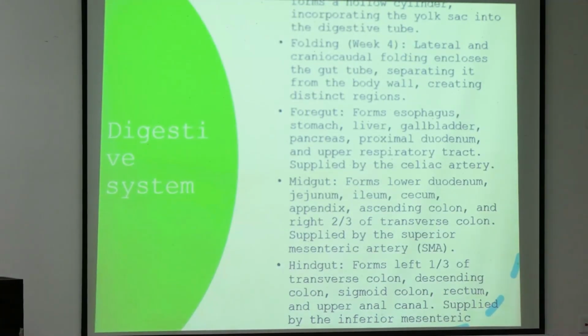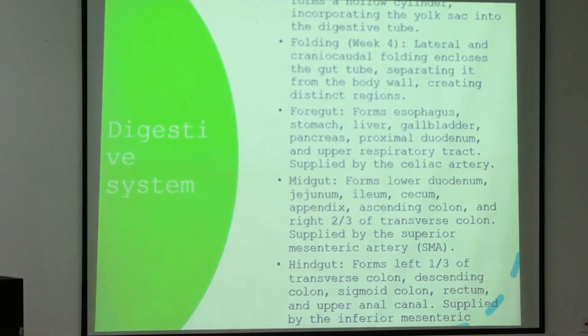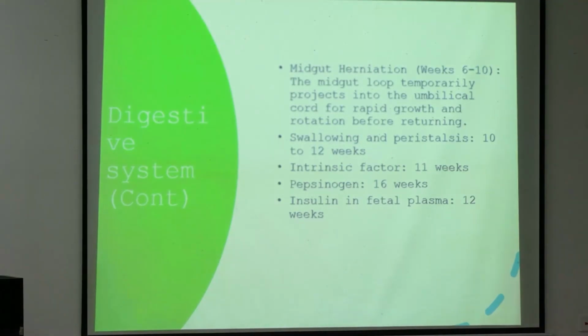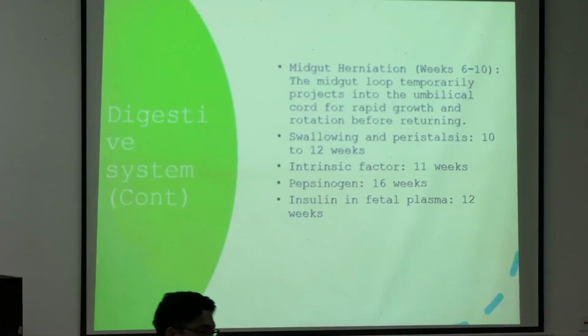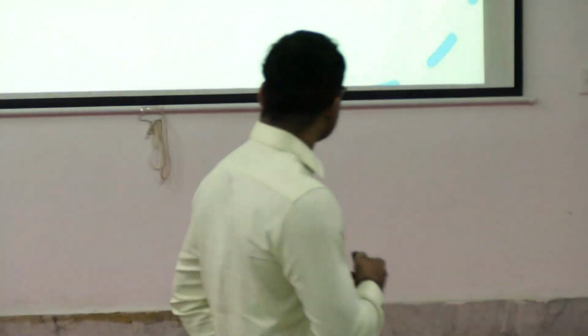The digestive tube has a few significant events. The midgut herniation, as we have discussed: the intestines herniate into the proximal umbilical cord for rapid growth and rotation. The intestine actually rotates; it does not remain straight. For that rotation it herniates into the umbilical cord, and it returns by 11 to 12 weeks.